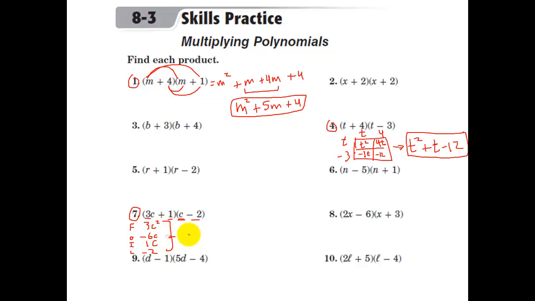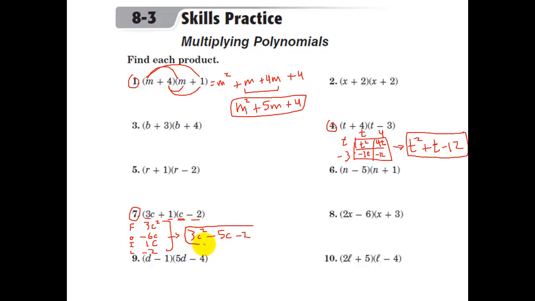Okay, now I combine these all together, and I get 3c squared. The 2 in the middle can group together, so negative 6c plus 1c is negative 5c, and then I have a minus 2 at the end.